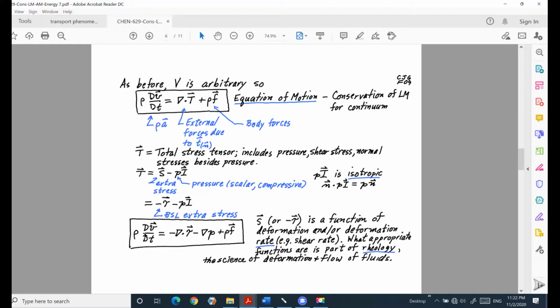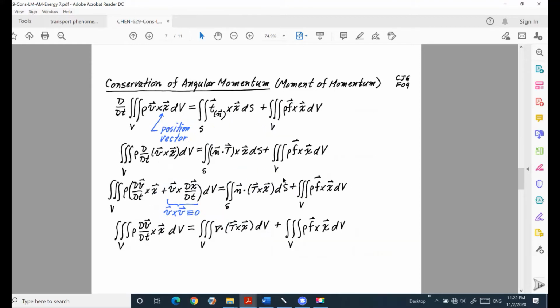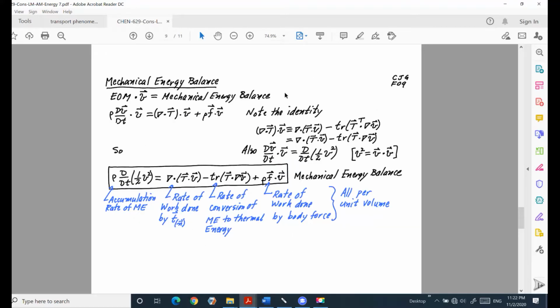On the left side is the substantial derivative. In the BSL there is the open form of this equation. Anyway, we have seen this before in the previous videos. So let's continue. Now we are here, at the mechanical energy balance.